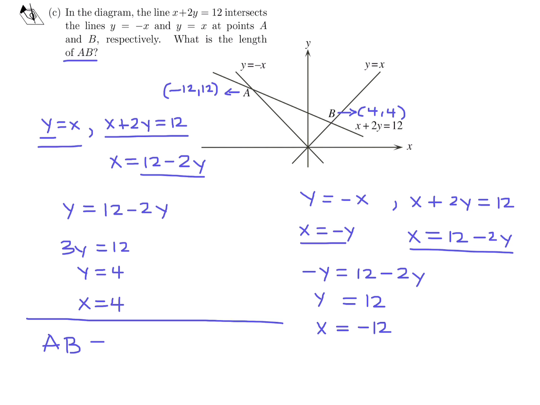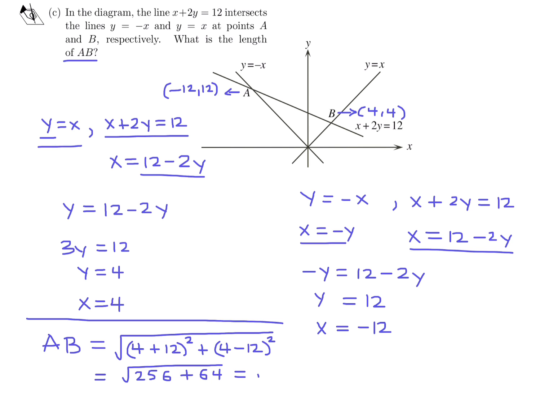AB is equal to the distance between 2 points. So let's see here. 4 minus minus 12, so that's 4 plus 12 squared, plus 4 minus 12, all squared, all under the square root sign. And that looks like 256 plus 64. And that is the square root of 320. And this can be written, let's see, that's 64 times 5, so 8 root 5.